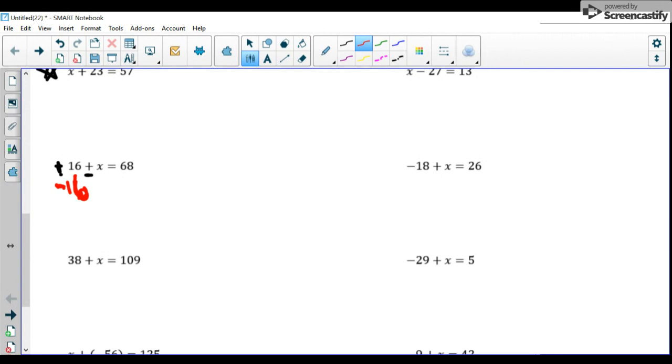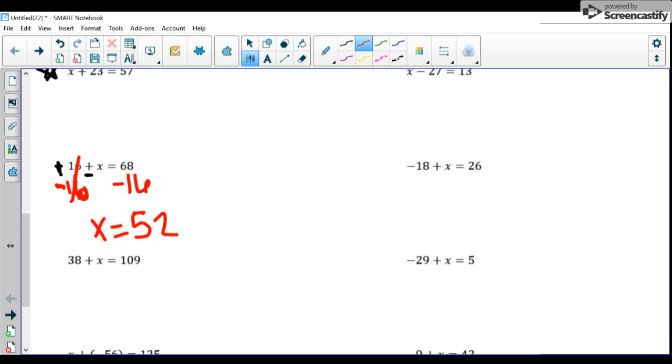Okay. I would definitely rewind right there if that was a little confusing. Rewind and listen to it again just to make sure. Okay. But again, we want to do that on both sides. So I'm going to subtract 16 on both sides. 16 minus 16 is 0, so I'm left with x equals 68 minus 16 is 52.